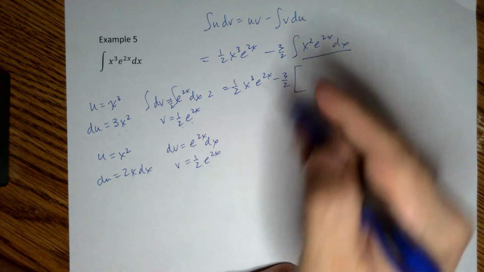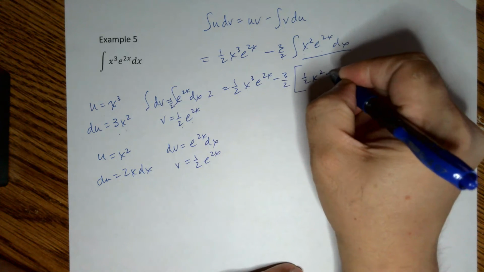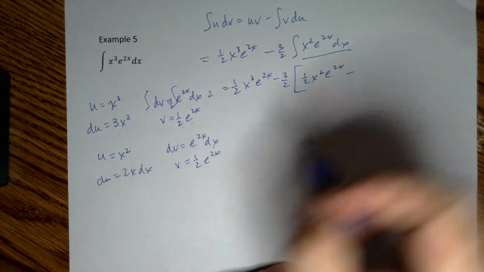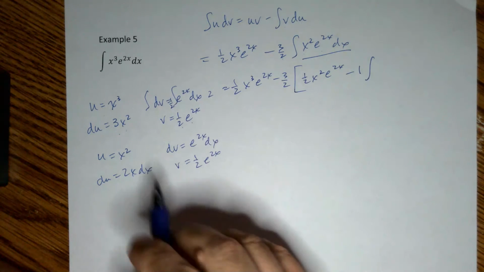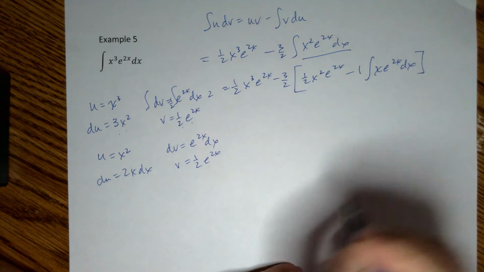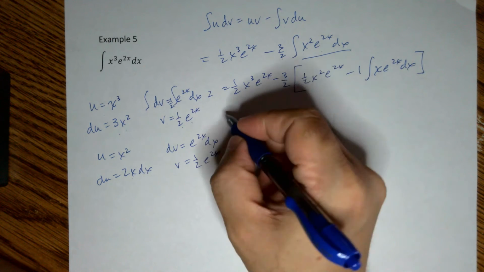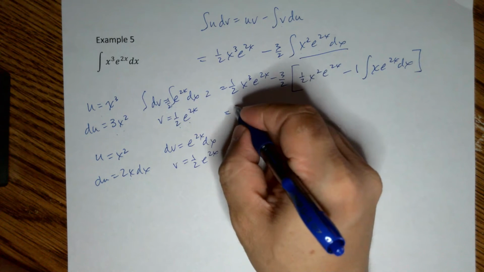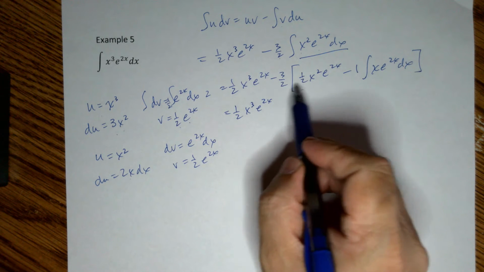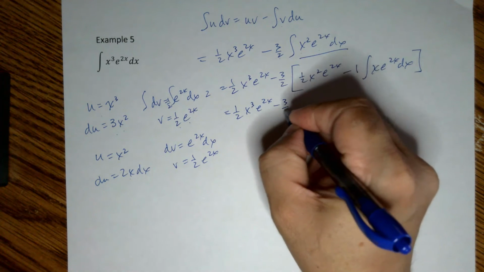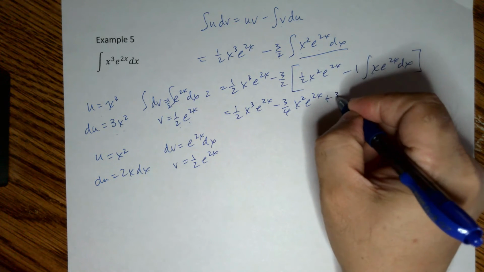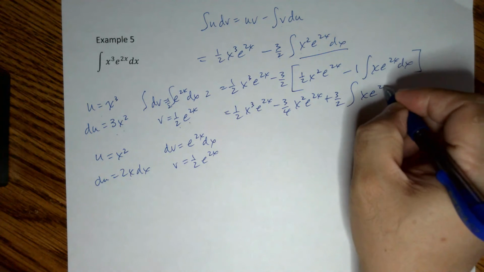Alright, so it's uv, so it's 1/2 x squared e to the 2x minus the integral of v du. So it's 1/2 times 2, which is 1. I'll write the 1 for emphasis. And then x e to the 2x. Let's go ahead and distribute some. If I don't distribute now, it's going to get really complicated later on. So it's minus 3/2 times 1/2, so it's minus 3/4 x squared e to the 2x. Minus a minus is plus 3/2 times the integral of x e to the 2x dx.